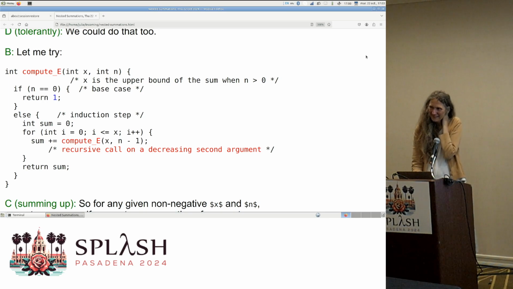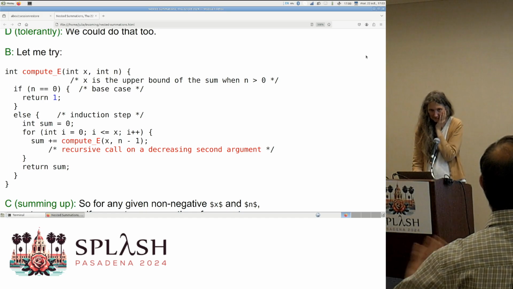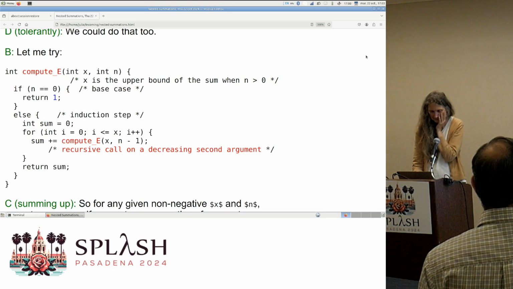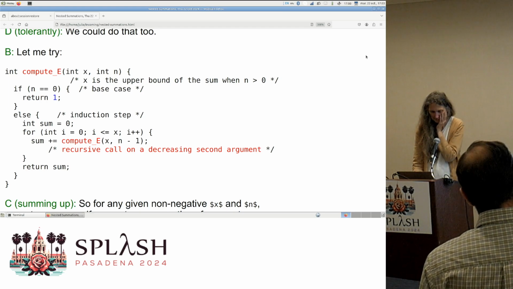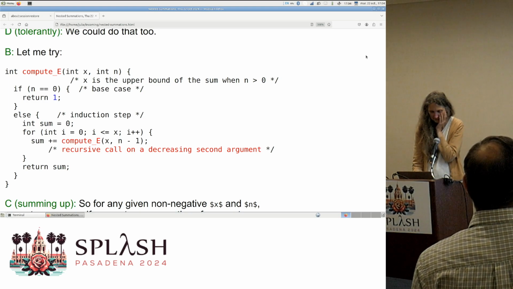Okay, I think we're going to wrap around. We're going to do modular arithmetic. Is it me now? This code? Okay, let me try. Int compute e, int x, int n. Curly braces are silent. Comments are silent. If n equals 0, return 1. Else int sum equals 0. For int i equals 0, i is less than or equal to x, i plus plus. Sum plus equals compute e of x, n minus 1. Comments are silent. Return sum.